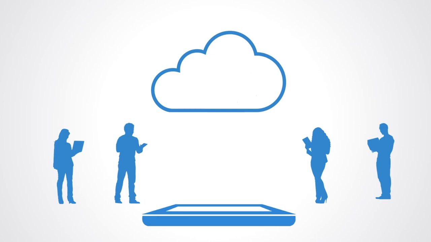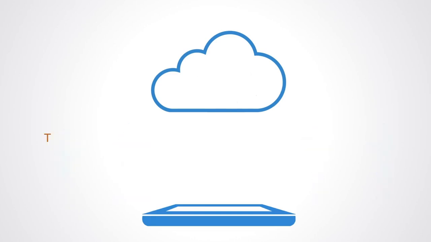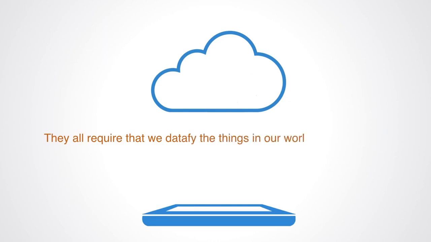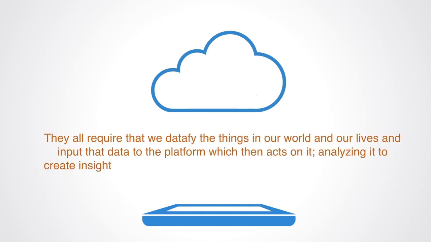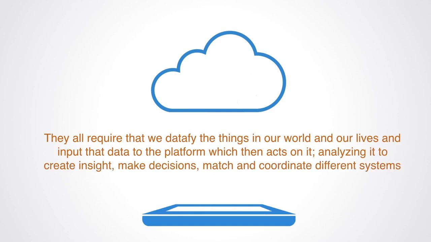Our informal lives and our engineered systems become moved to formal platforms, whether this is dating websites, car-sharing platforms, or health websites. They all require that we datafy the things in our world and our lives, and input that data to the platform, which then acts on it, analyzing it to create insight, make decisions, match and coordinate different systems. As a consequence of moving ever more of our systems of organization to these automated platforms, we begin to increasingly understand and manage organizations and things via sets of data points.